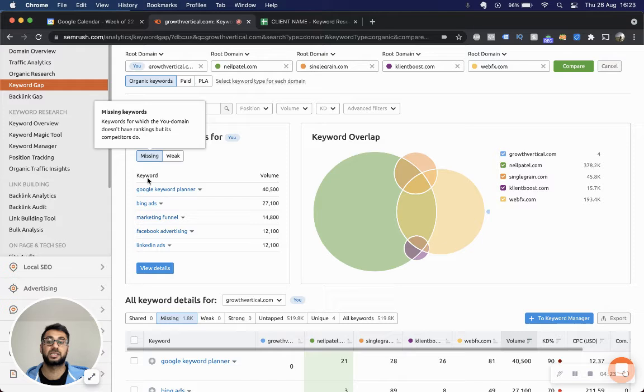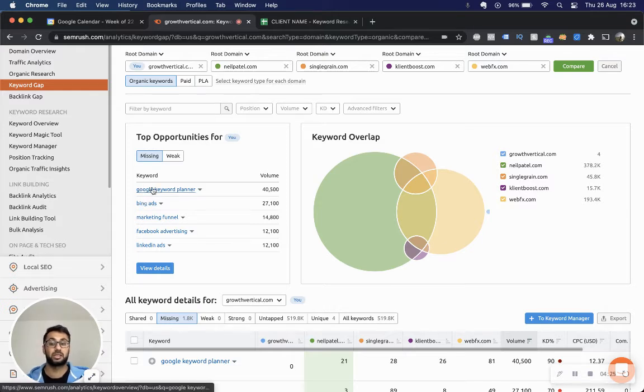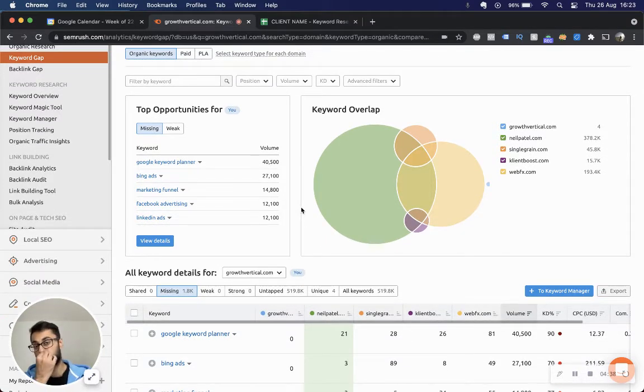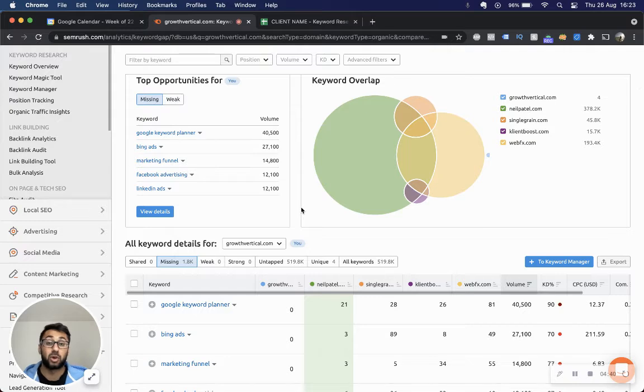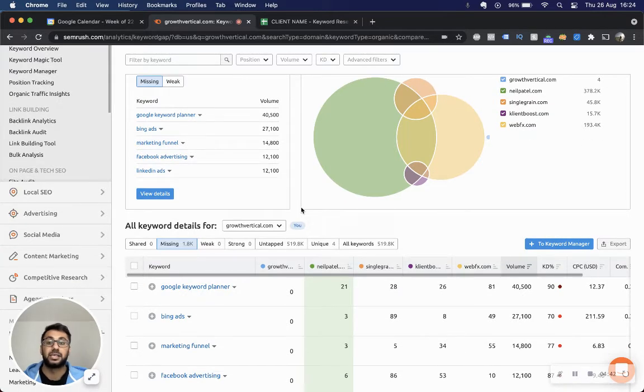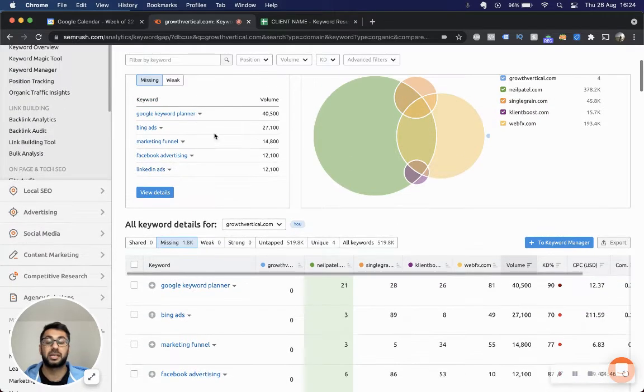So when you look at missing, you can see straight away, hey, what sort of content am I missing? Stuff around Google Keyword Planner, so probably AdWords that I'm not talking about enough, Bing Ads, marketing funnels, Facebook advertising, LinkedIn ads. I'm not big on the content front right now. We haven't really produced much content as of yet. We probably focus more on the YouTube side, so video content, video marketing. And the plan is to go ahead and expand there. So I know straight away what sort of topics I could be talking about.